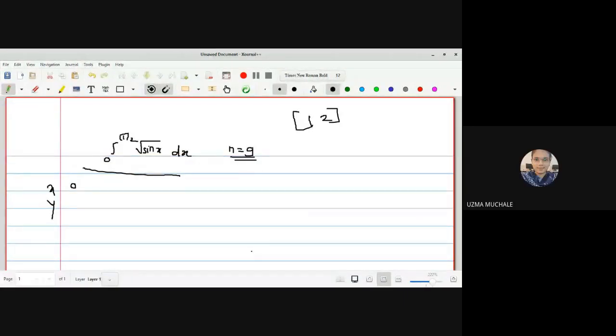So here also we have to first divide the interval into n equal to 9, that is, 9 equal parts. Yes, what will be the next point? Corresponding to 0, I can write it as simply 0 because sine 0 is 0. Yes, how to divide this? Is it so difficult to divide this interval into 9 equal parts?